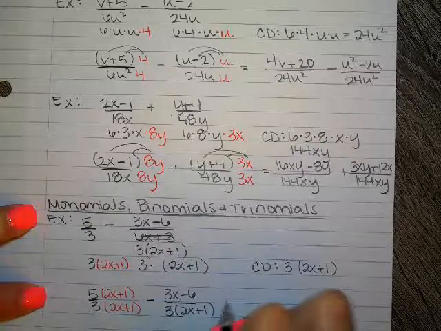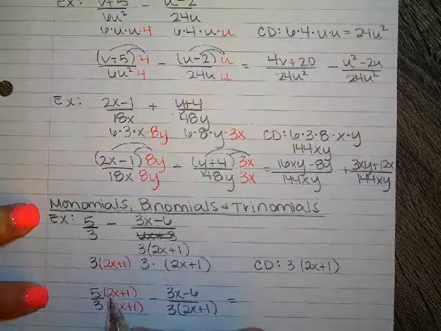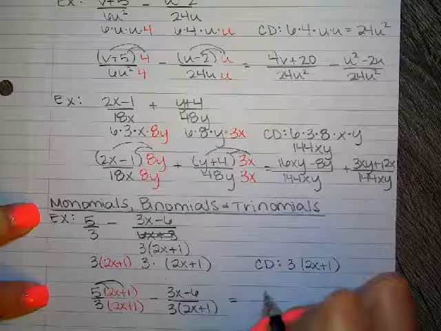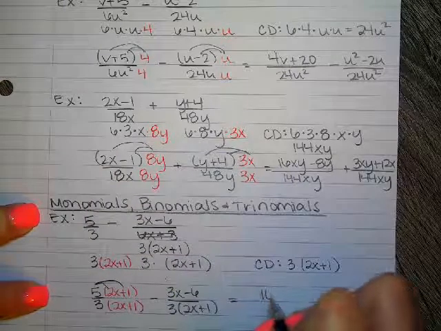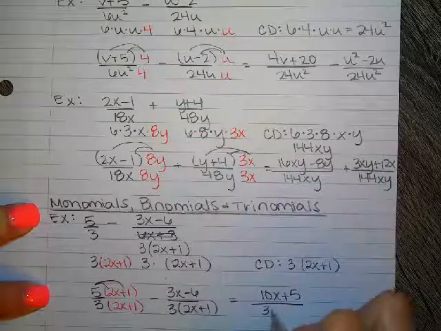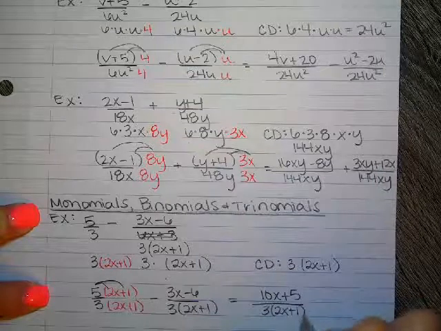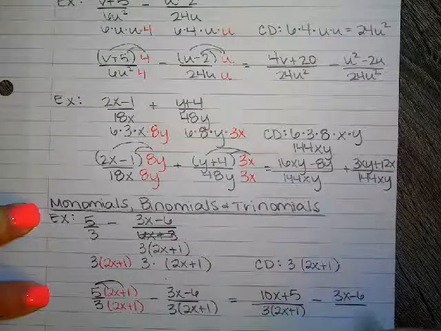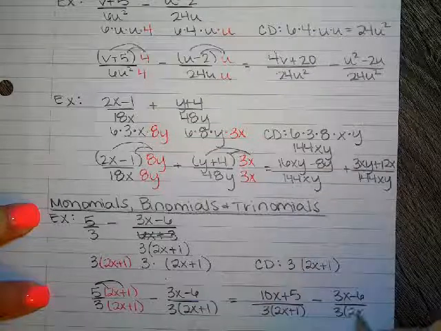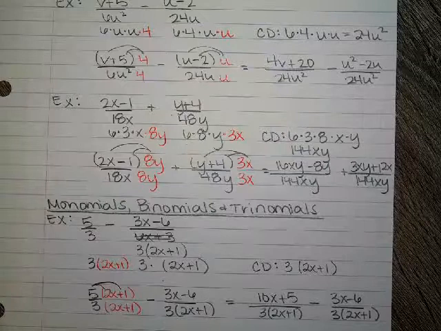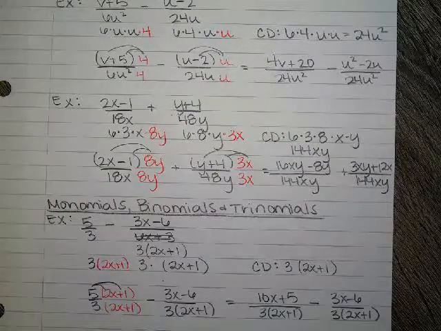And so I can go ahead and do my distributing. I've got 5 times 2x is 10x plus 5. And I like to leave my denominators in factored form. And so I'm going to go ahead and do that. And I'm done. So it feels a little bit different than the monomials did, but the process is essentially the same. It just feels a little bit more confusing.